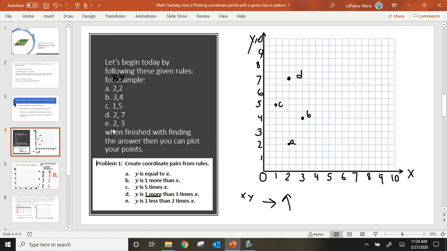And our last one, E. Y is 1 less than 2 times x. So let's do our 2 times first. 2 times 2 is 4, and 1 less would be 3. So this is also correct. Over 2, up 3. We're going to label that E. And there's all of our points labeled. This is our rules for each point. These are our coordinate pairs labeled with the x and the y, and then we plotted them and we labeled them with A, B, C, D, and E.